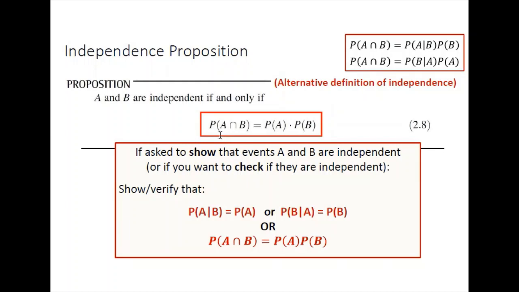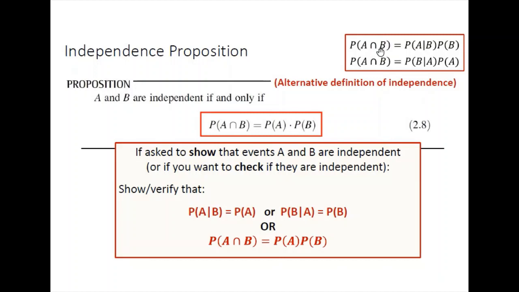Now look at this proposition. A and B are independent if and only if the probability of A intersection B is the probability of A times probability of B. You saw that if A and B are independent, then the probability of A given B is the probability of A.